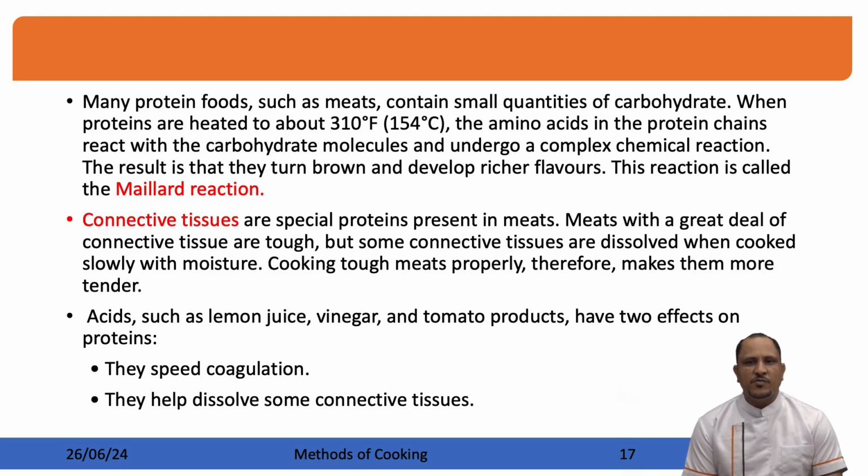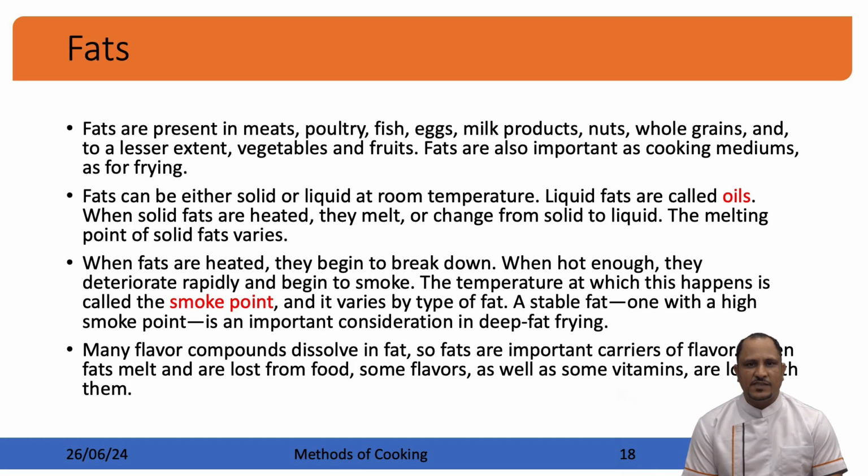The next major component of food is fats. Fats are present in various food products like meat, poultry, fish, eggs, milk, and butter. Fats are also used as a medium of cooking, like oils for frying. The major change in fats is smoking. When heat is applied, fats start producing smoke, and different fats or oils start smoking at different temperatures depending on the type of fat.